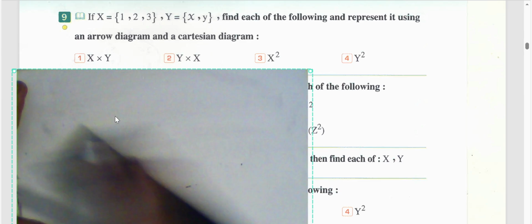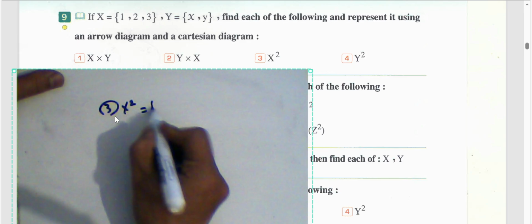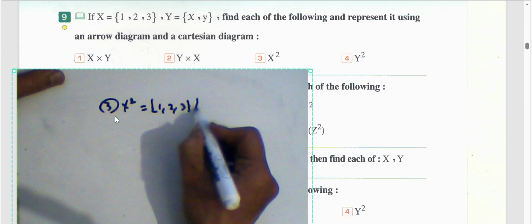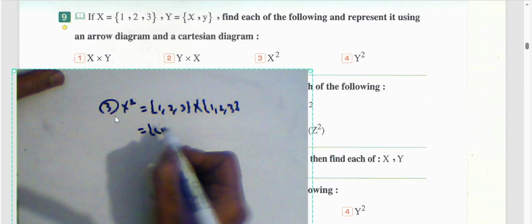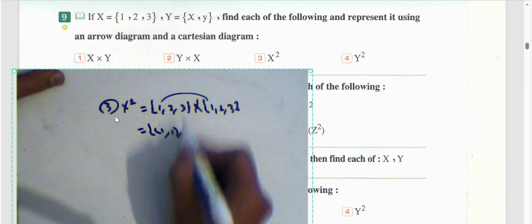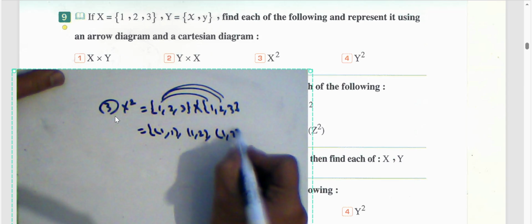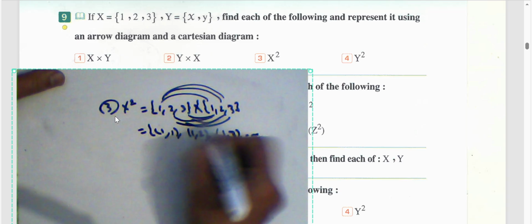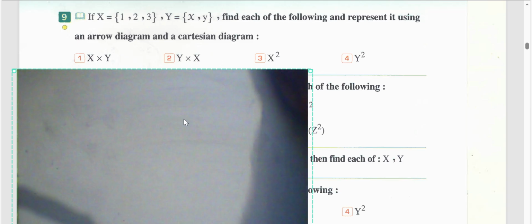Now we want to find x squared. X by itself, we have 1, 2, 3 with itself. You can use distributive properties. Okay, 1 with 1, and 1 with 2, and then 1 with 3, and then you can complete all the question like 2, like 1. Okay, you can complete it, and also y squared by the same idea.